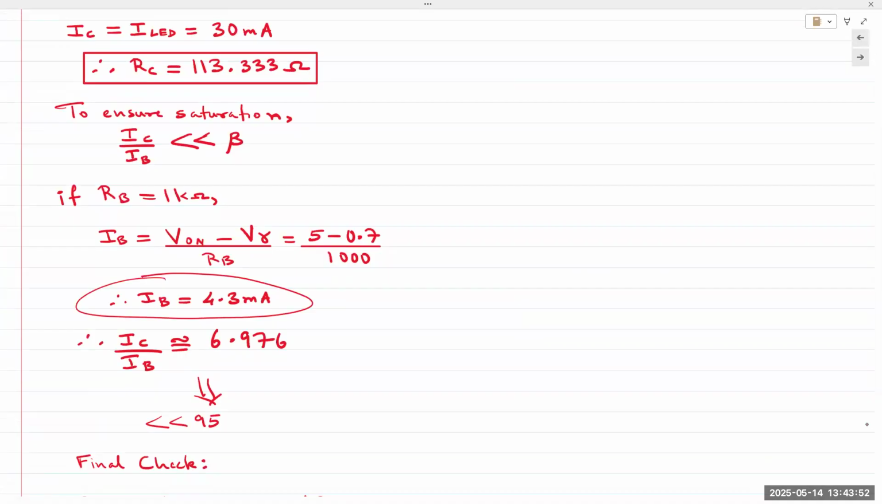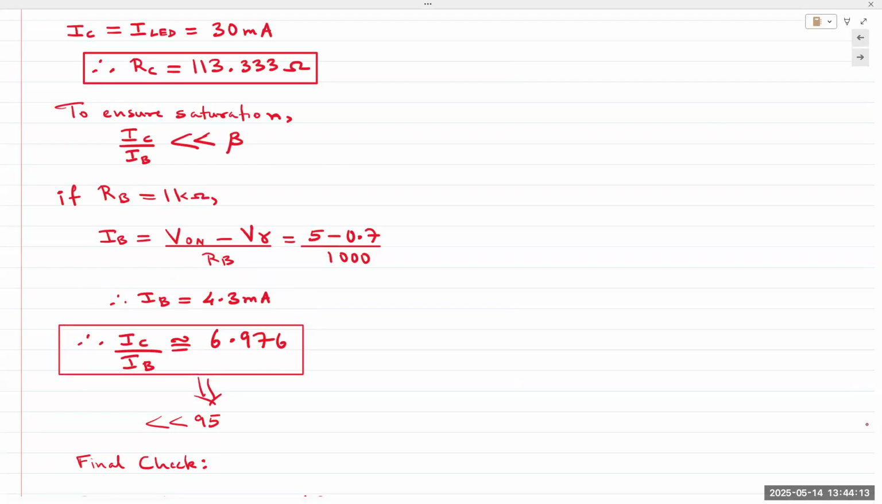Typically, the base resistors were kept large, like in kilo ohms, so that the base current would be in microamps. But this time, we want the base current to be large. So 4.3 milliamps is a large value. And that would always mean that the current ratio for IC and IB is going to be far less than the transistor beta. We could replace this transistor with a different transistor with a different kind of beta. The beta of any transistor would not be less than 20 or 30.